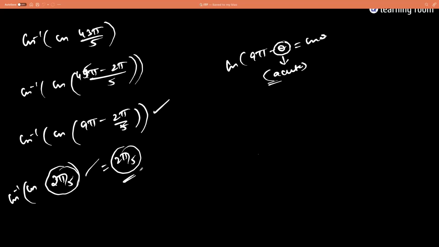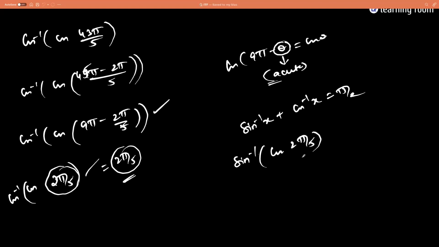So how do we do it for sine inverse of cos of 2 pi by 5? You need to apply the property. Yes, because there is a property like this: sine inverse x plus cos inverse x is pi by 2. So in this question, they have sine inverse of cos of 2 pi by 5. So you can write this as pi by 2 minus cos inverse of cos of 2 pi by 5. I'm not sure how many of you know this property, but don't worry. Minus 2 pi by 5.